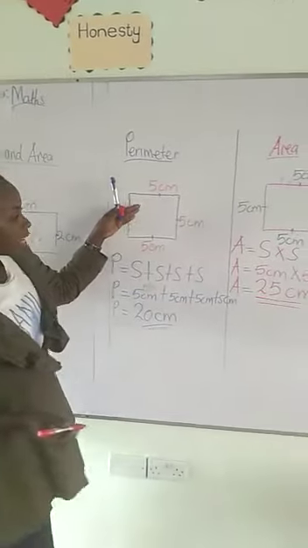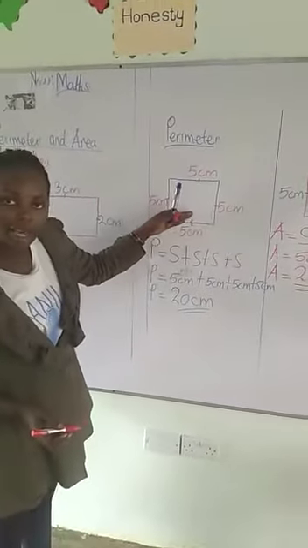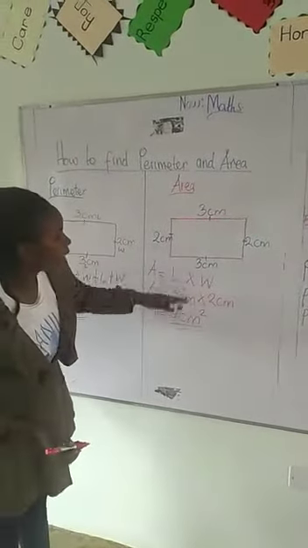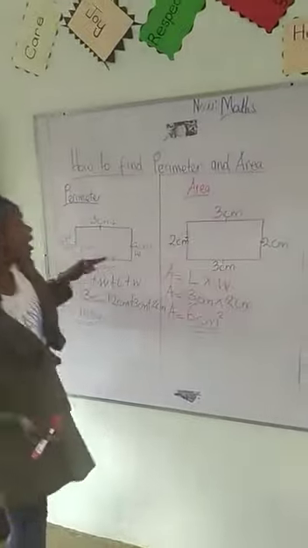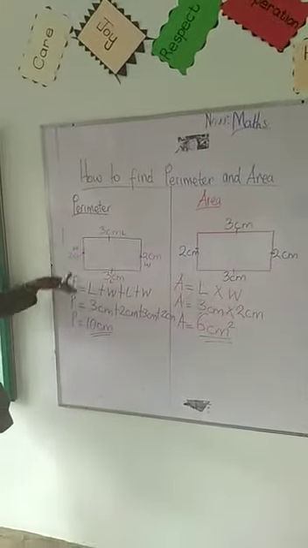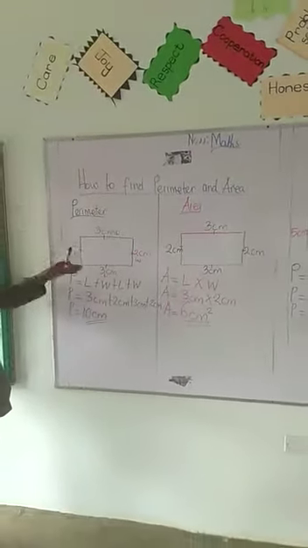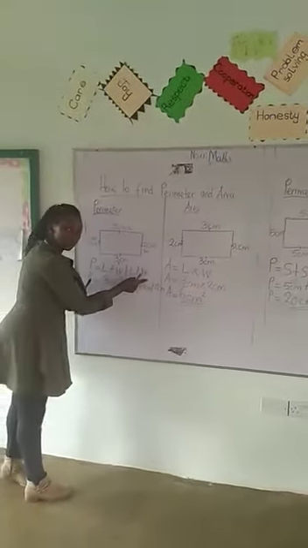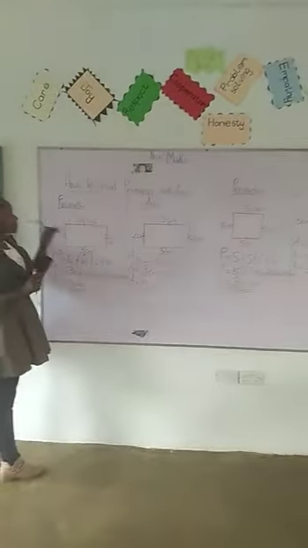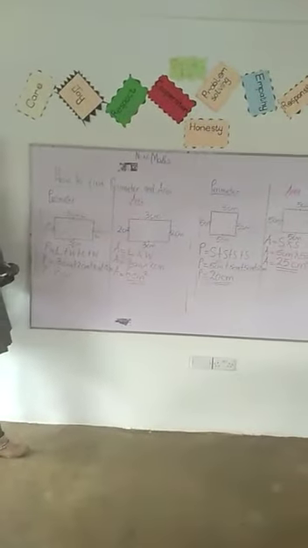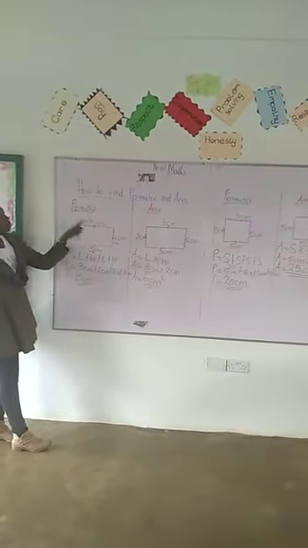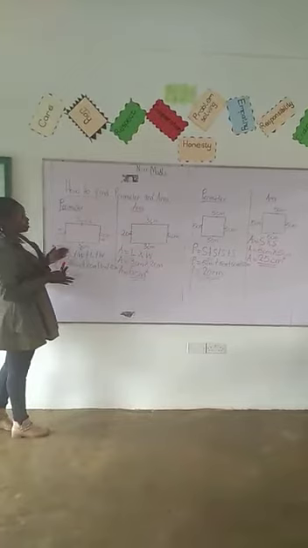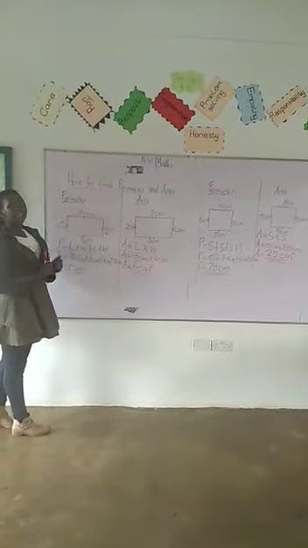And this is how we find perimeter of a square. This is how we find area of a rectangle by multiplying length times width. And this is how we find perimeter of a rectangle by adding length plus width plus length plus width. I hope this video will help you to understand how to find perimeter and area of a square and a rectangle in other different shapes.